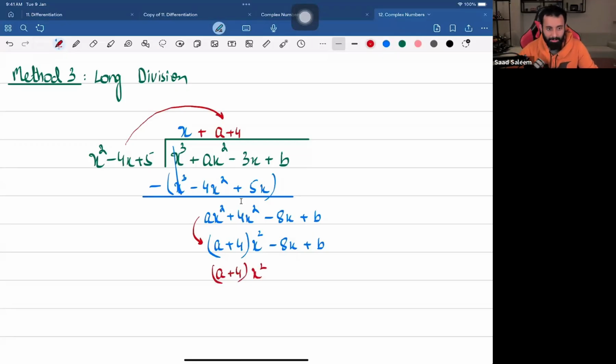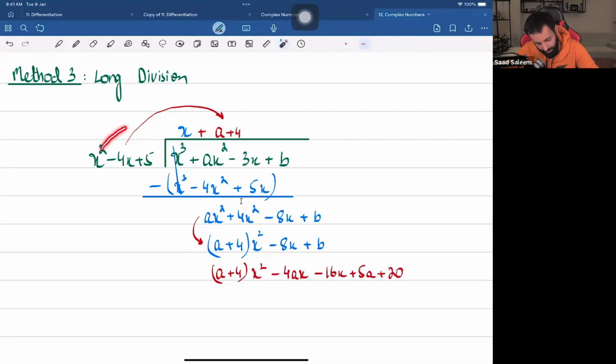And now we have to multiply minus 4x and 5 as well. So minus 4x when we multiply it by a becomes minus 4ax. And then we have minus 16x and then 5a plus 20. Okay, so here's what we're doing. I'll walk you guys through the steps. x squared into a becomes ax squared. x squared into 4 becomes 4x squared. I've written it like this directly.